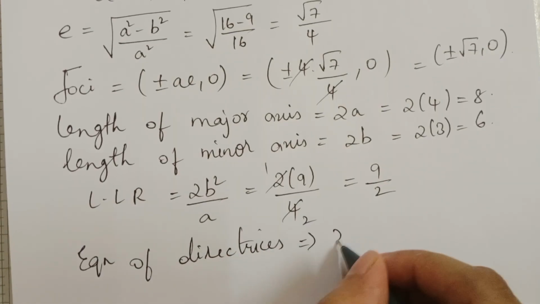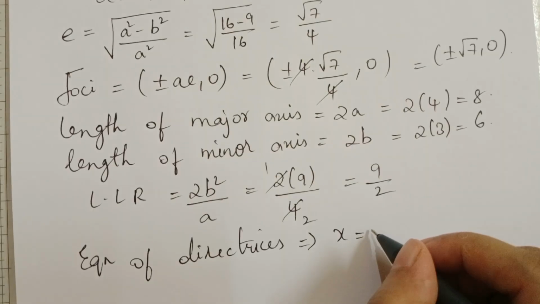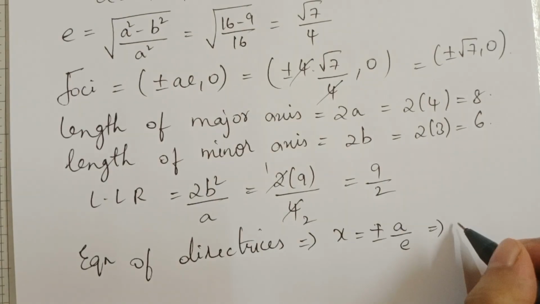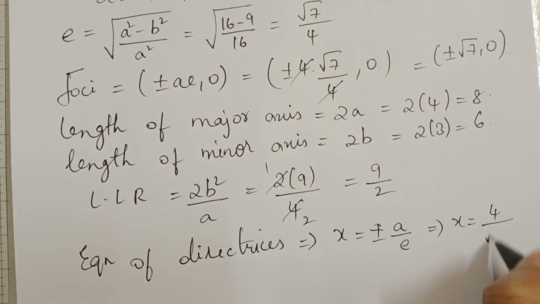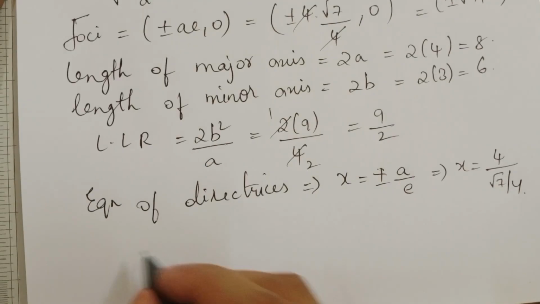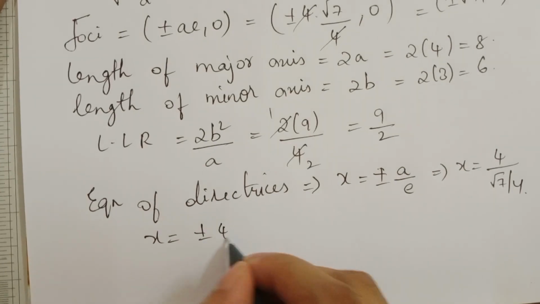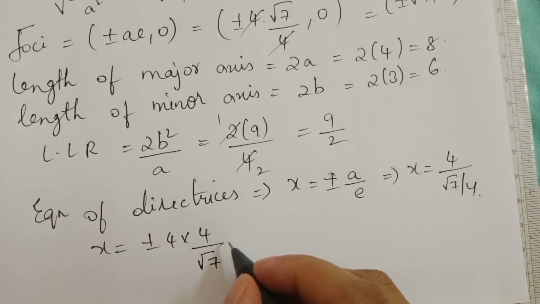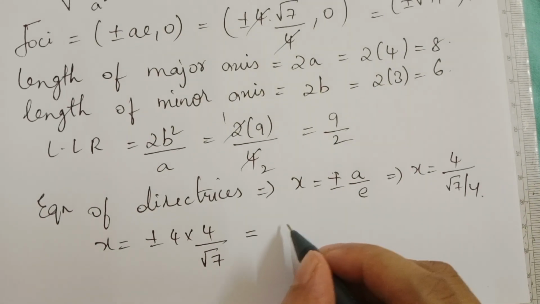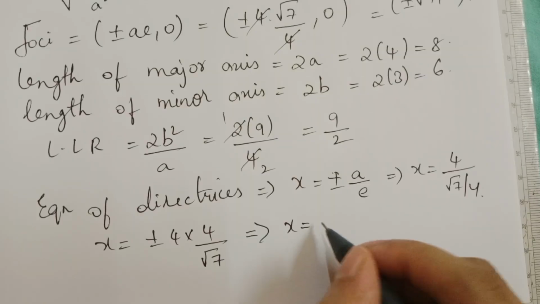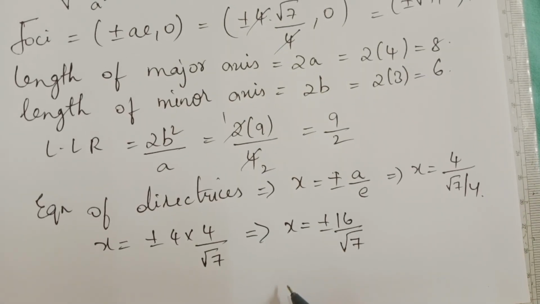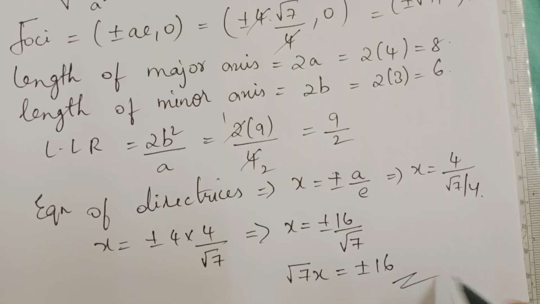is given as x is equal to plus or minus a by e, which is equal to a value is 4 and e value is root 7 by 4. This gets reciprocal, so it is plus or minus 4 into 4 by root 7, right? So this is equal to x is equal to plus or minus 16 by root 7. If we multiply it, we'll get root 7x is equal to plus or minus 16 is our answer.